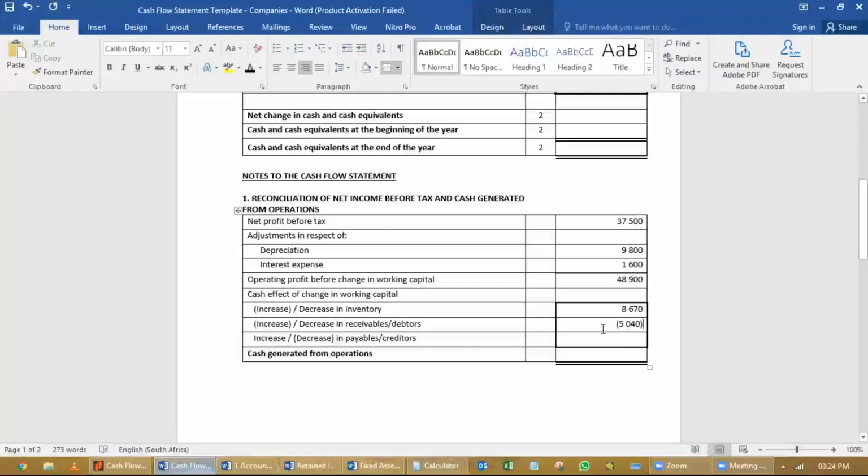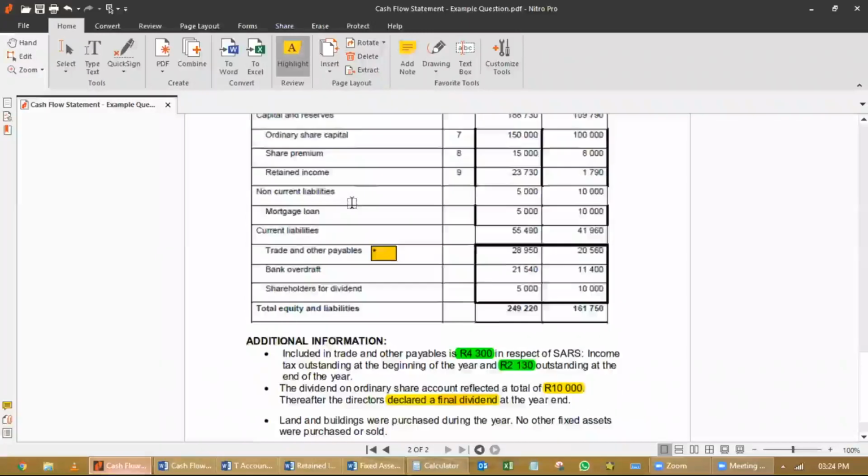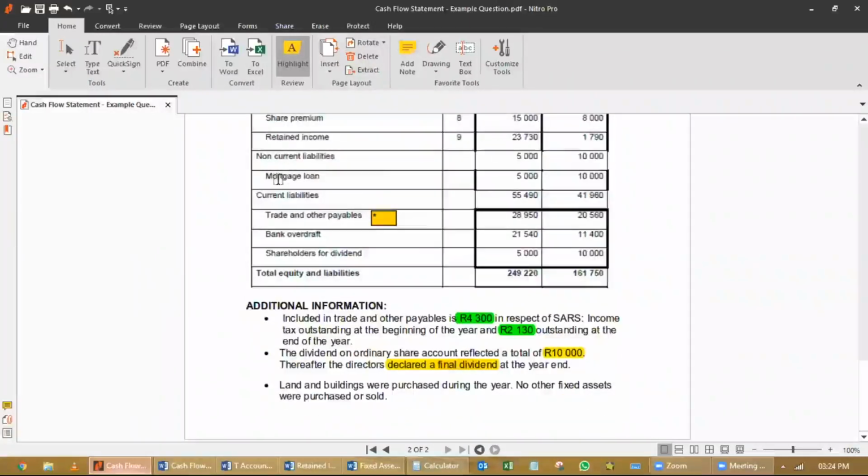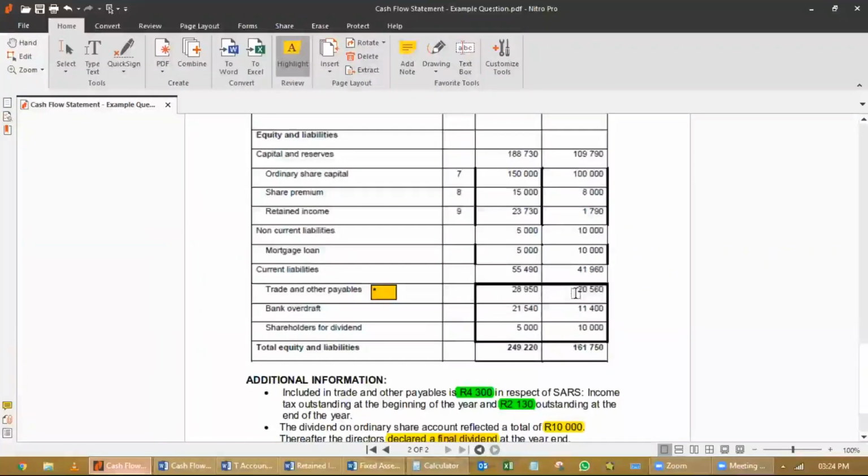Then my trade and other payables, or my creditors. And you see, that's why we make this little note here, because now we know something has changed and we can't just look at these things over here. We know that part of trade and other payables is the 4,300 Rand in terms of SARS income tax, and 2130 at the end of the year. So we know that this amount, 4,300 Rand, is included in that. So we have to first subtract that before we work out the change.